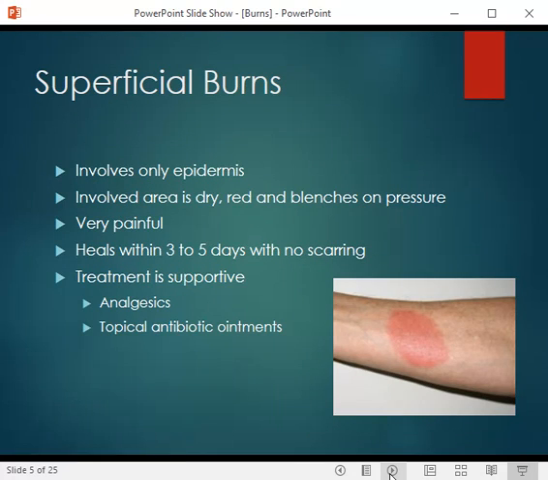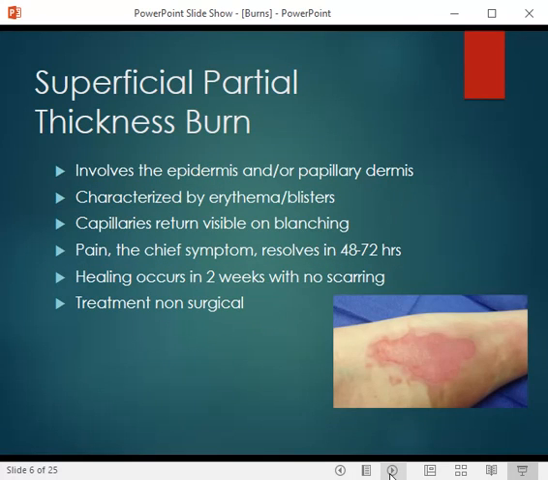If we start with the superficial burns, these involve only the epidermis. These are the type of burns that we usually get if we accidentally pour hot water on our finger, or while working in the kitchen you get steam on your hand or your forearm. It involves only the epidermis. The involved area is red and dry, and it is quite painful. This type of burn usually heals within 3 to 5 days, and you don't really need to do anything for it. You just give analgesics, or sometimes you give topical antibiotics.